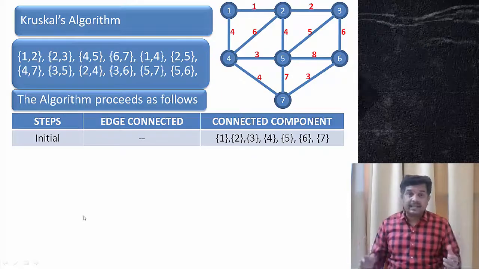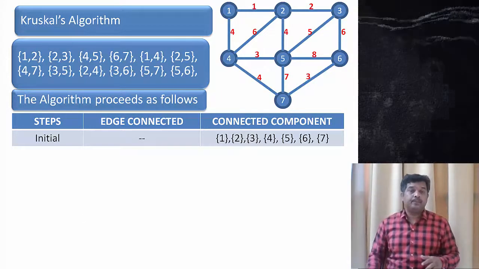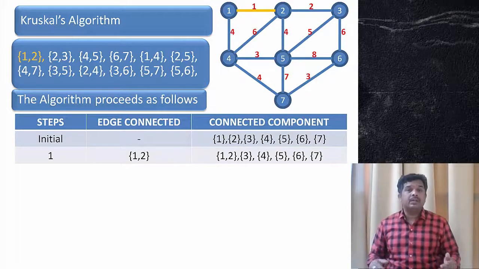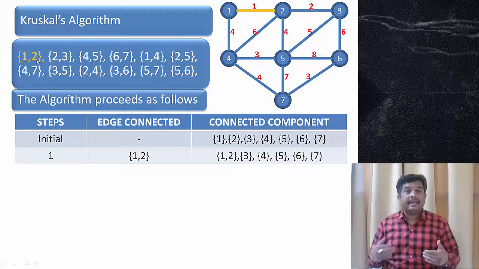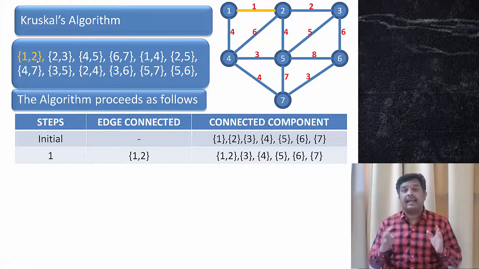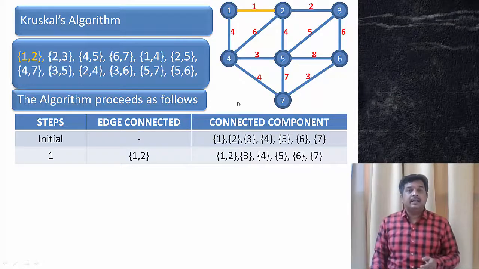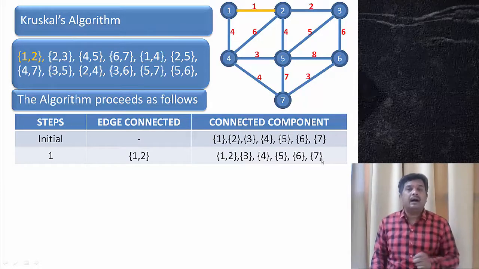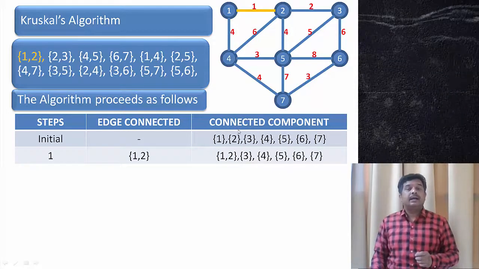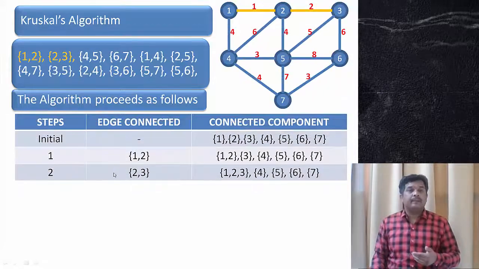So in the initial step, as many vertices are there, that many components we will be taking. In the first step, we'll choose the smallest edge. So here we can see the edge associated with the smallest value is the edge 1, 2. So that's why 1, 2 is selected, and we make 1, 2 as a single component and the rest of them are other components.